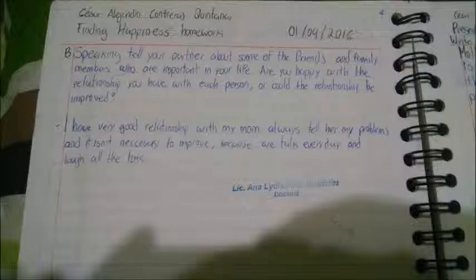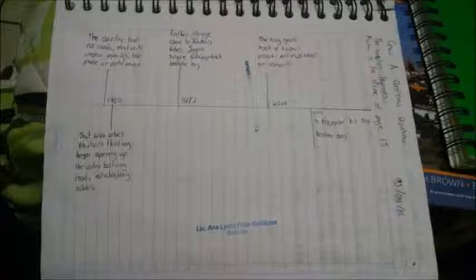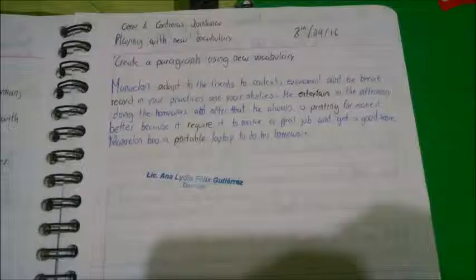In the next activity, we do homework about finding happiness, and we write about the relationship with a friend or family member. And then we present in teams about holidays and write a summary about each holiday. We make a lifetime line on page 13 and answer the question on page 16 in our notebook. In teams, we play with new vocabulary, making a paragraph using the words adapt, entertain, printing, require, and portable. And for the video the teacher put on about Venice, we answer questions about it.